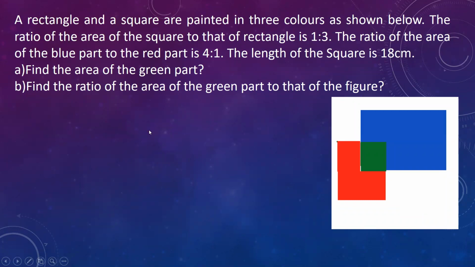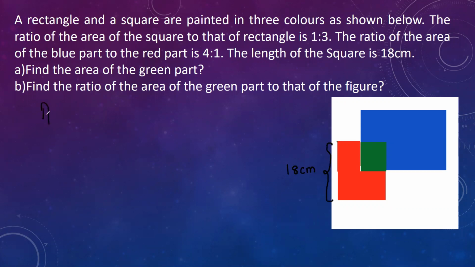So here again we are going to use the constant difference method, and you try to do this question with algebra and comment in the comment section how much time you take and how many pages you take. Let's start. A rectangle and a square are painted in 3 colors: red, green, and blue. So you can see the ratio of the area is given, and the side of the square is 18 centimeter.